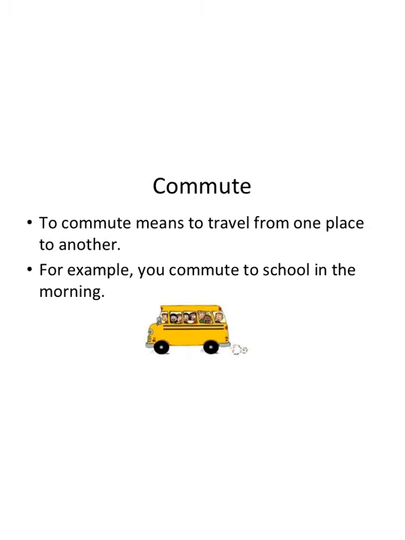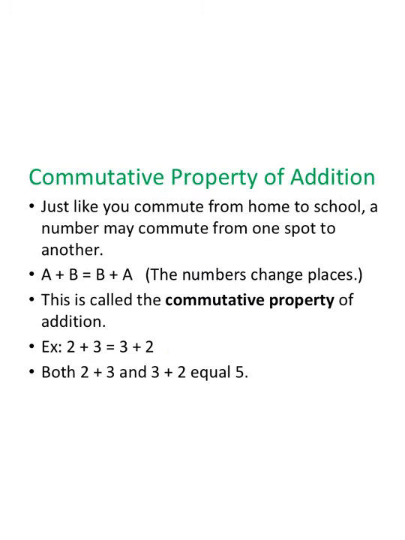First, we'll talk about the commutative property. So what does the word commute mean? To commute means to travel from one place to another. For example, you commute every day to school in the morning. So just like you commute from home to school, a number may commute from one spot to another.